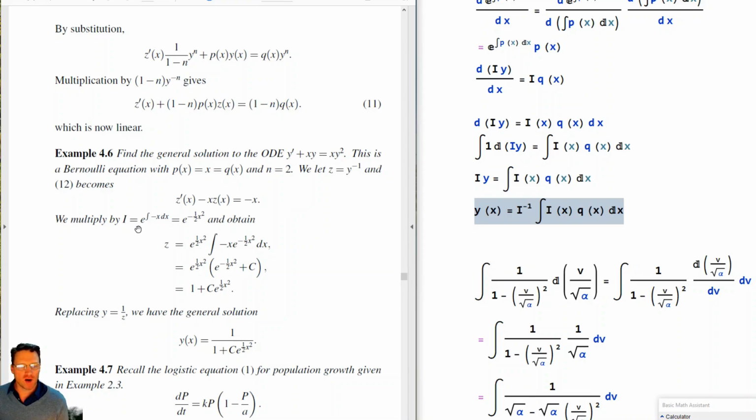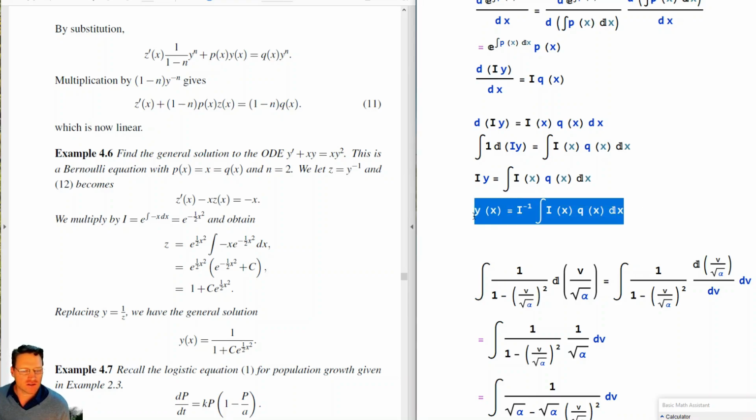We multiply by the integrating factor e to the integral of minus x dx, which is e to the minus a half x squared. And then we get, again using equation 7 for linear equations, z is equal to e to the 1/2 x squared times the integral of the integrating factor there times q, which is minus x.